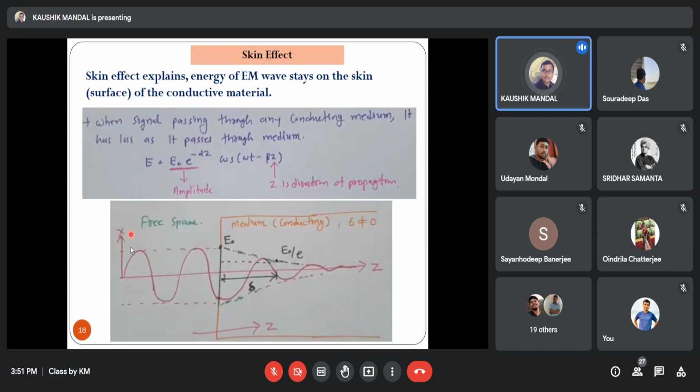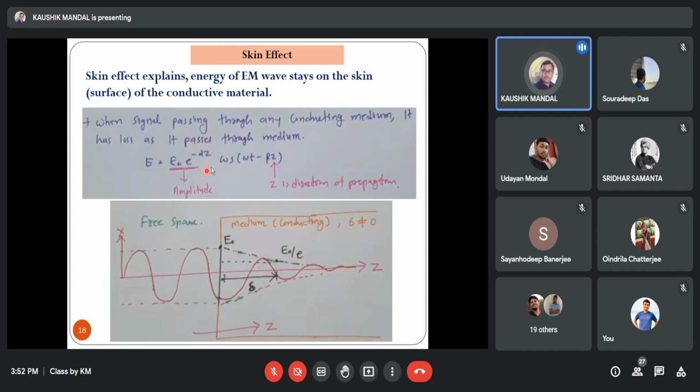This is the free space, and this is the boundary between the free space and the conducting medium. On the left-hand side of the boundary is the free space. On the right-hand side is the conducting medium, where sigma is not equal to 0. Now, in free space, what is the equation of the electric field?